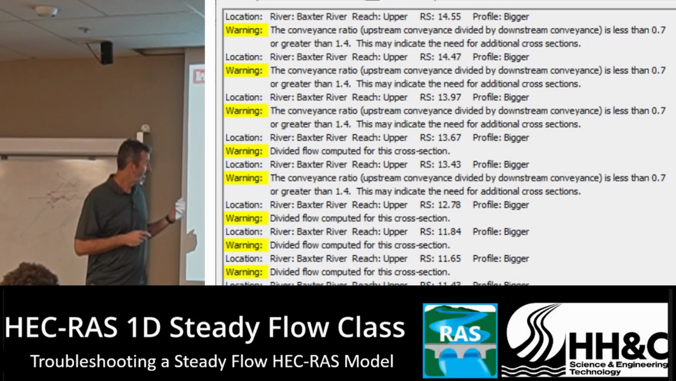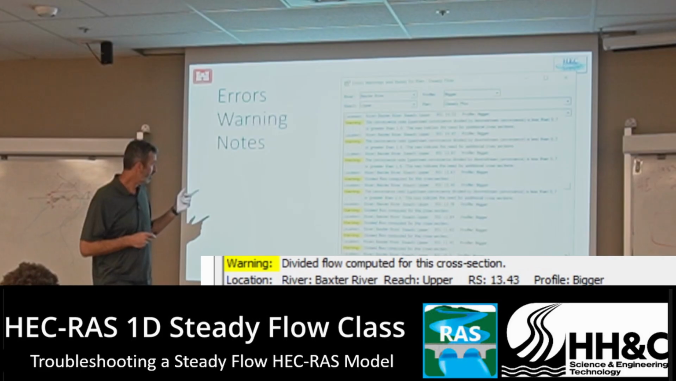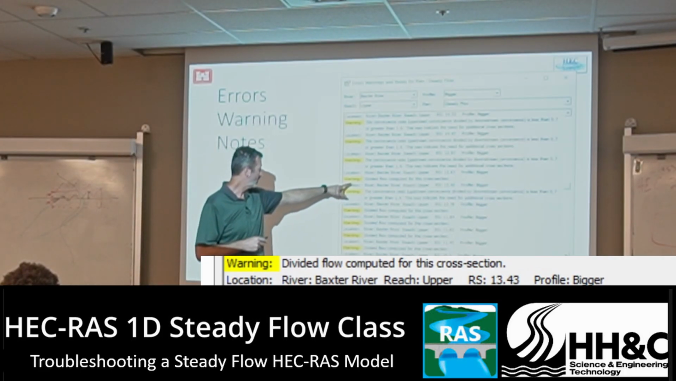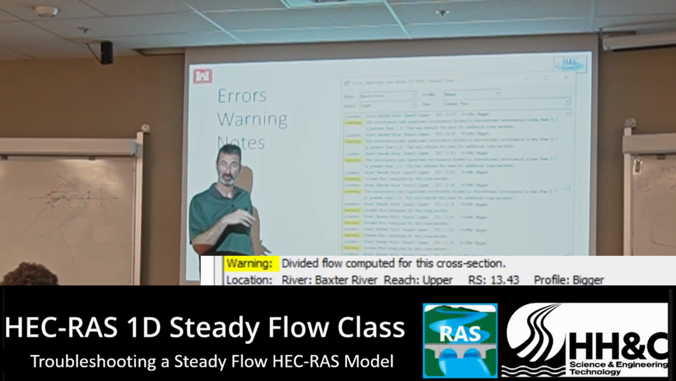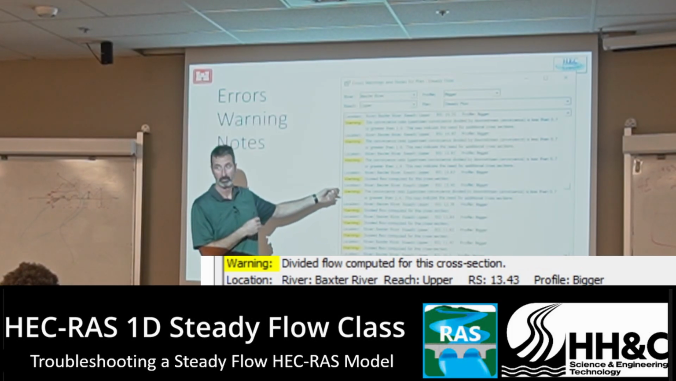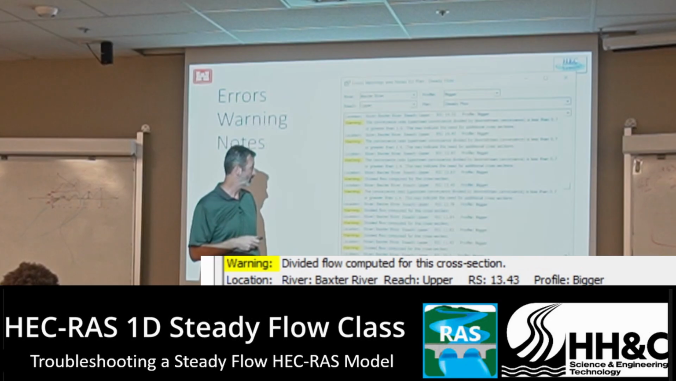And let's see, so there's a bunch of conveyance ratio. Divided flow computed for this river, for this cross section. That just means that the top width is not continuous. Maybe there's a levee, maybe there's an island in the middle of the channel, and it's a warning, not an error. So maybe that's okay. You should just go look at that.